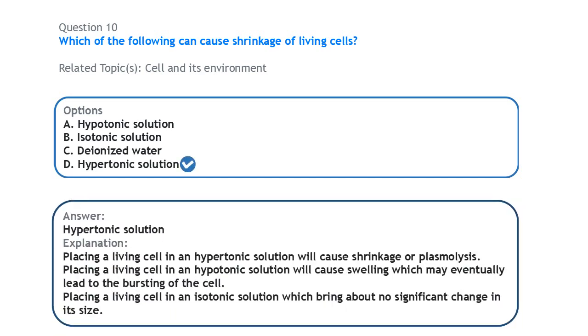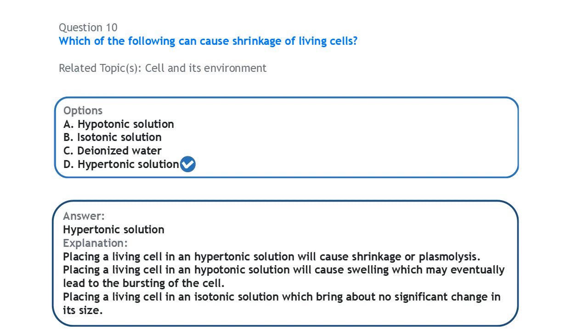That is when the cell is placed in a hypertonic solution. So what happens is that when a living cell is placed inside a solution that is hypertonic, the fluids in that living cell are going to be attracted by that solution. That is, there's going to be outflow of fluids from that living cell into that hypertonic solution it's in, and that will lead to shrinkage, or what we call plasmolysis. So the cell is going to shrink.